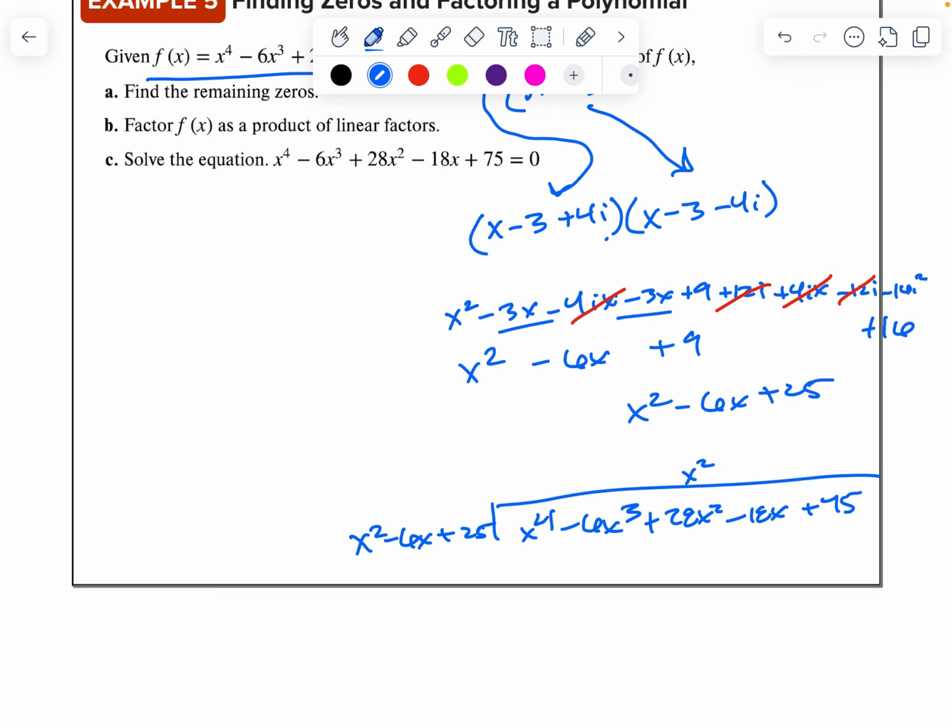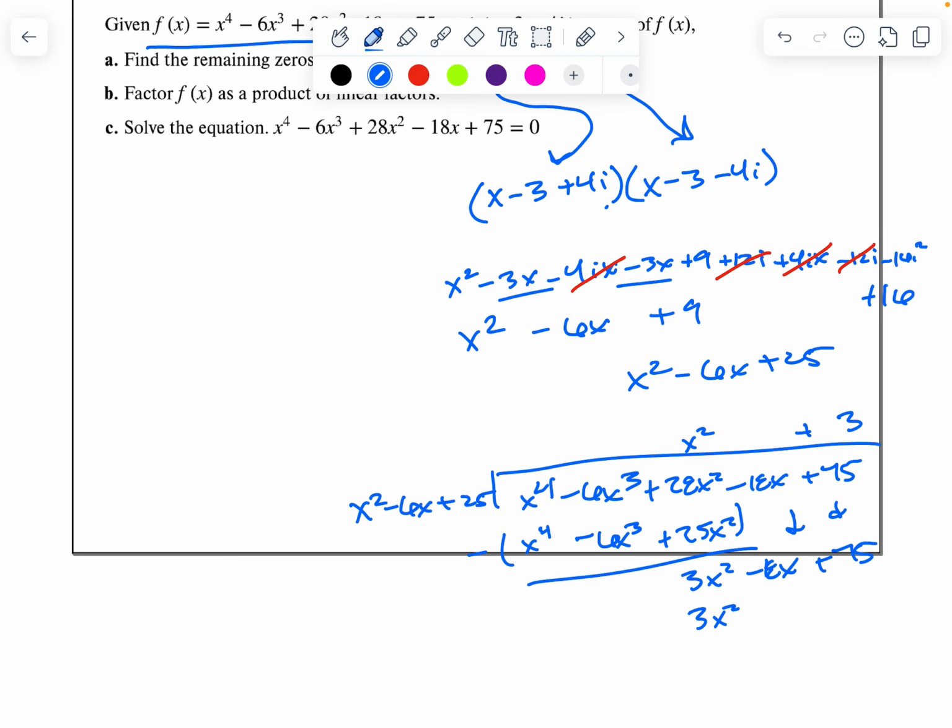All right, divide, multiply, subtract, bring down, divide. Oh, this is looking so much better. Multiply, subtract, 0 remainder. Oh, yes.